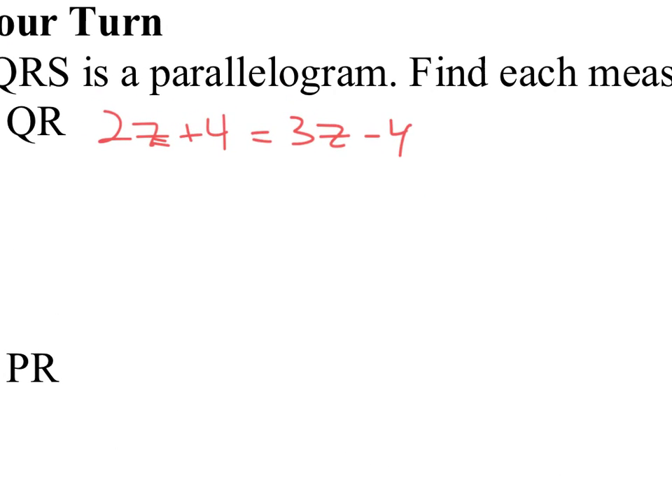And since those are equal to each other, we can simply solve for z. Subtract 2z on both sides. 4 equals 1z minus 4. So if we add 4 and add 4, z is equal to 8.